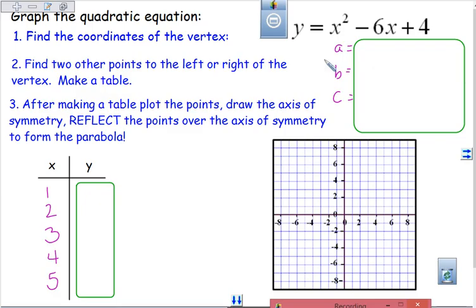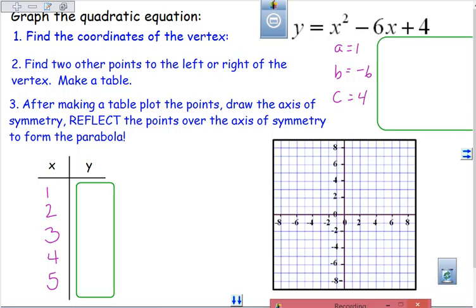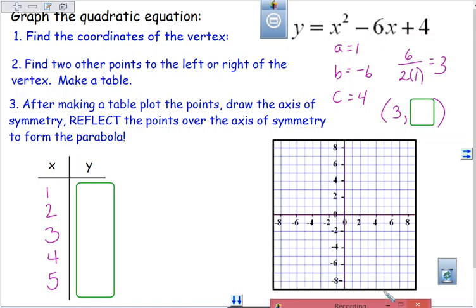Let's try another one. Graph this quadratic function. So let's first find the coordinates of the vertex. So looking at our function, we need to define what a, b, and c are. So a is 1, b is negative 6, and c is 4. Then we will plug in our formula, negative b over 2a. So we get 6 over 2 times 1. That simplifies to 3. So that's the first part of our vertex.